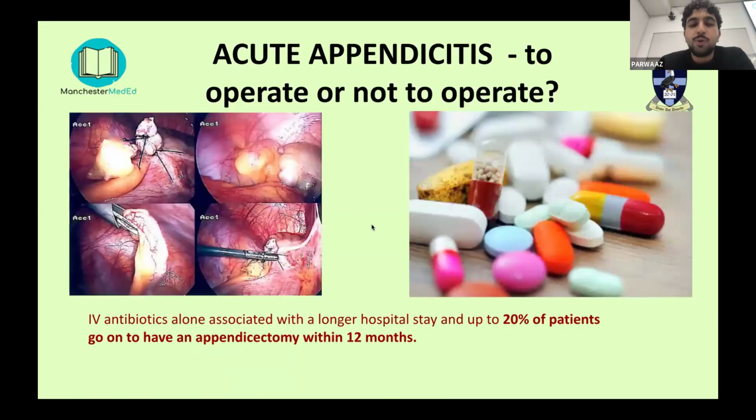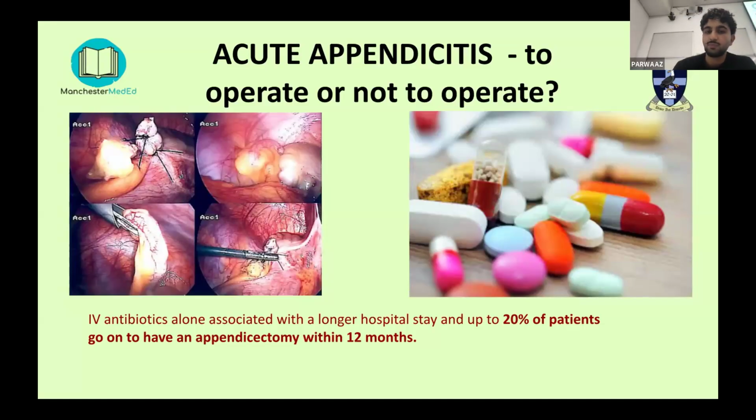So to operate or not on appendicitis is a really hotly debated topic over the last 10 to 15 years. People can get better just from using IV antibiotics with appendicitis, but a lot of studies have shown that pretty much a fifth of patients will come back to have their appendix out in 12 months. So as a rule of thumb for exams, always pick the surgical option for appendicitis.